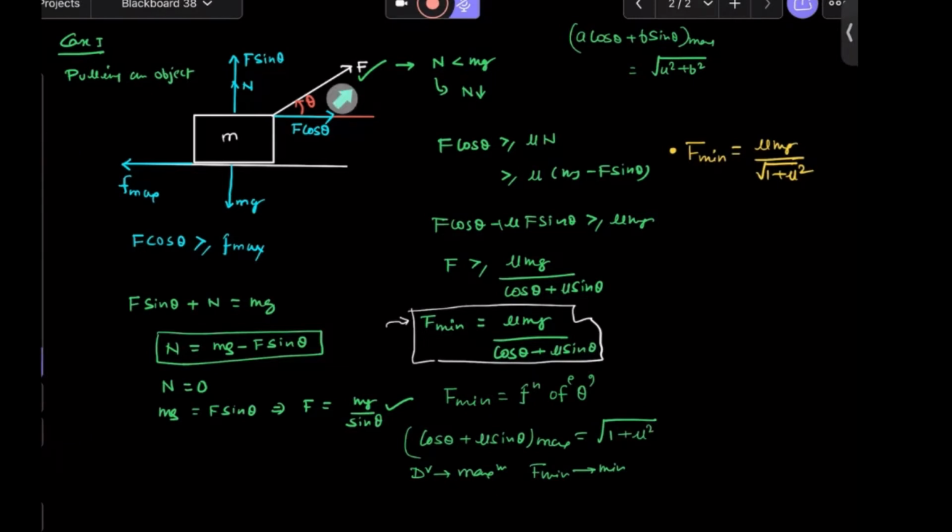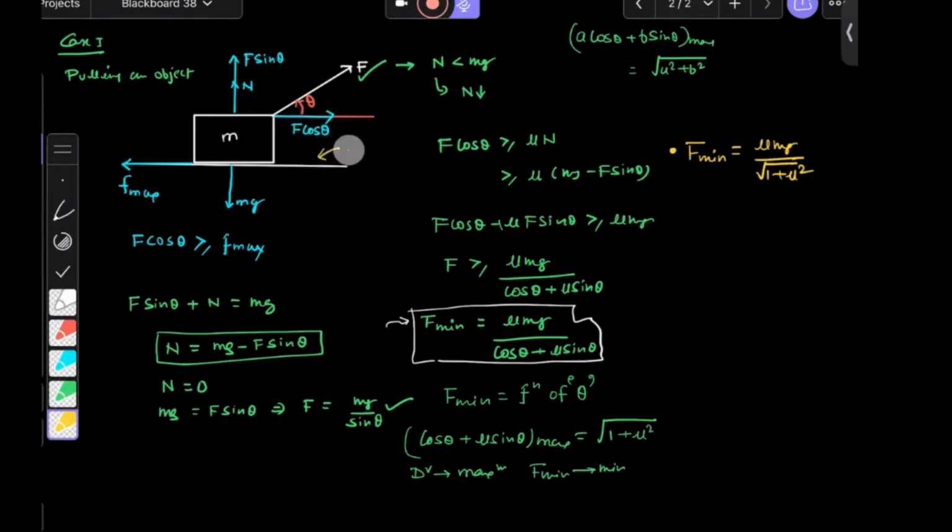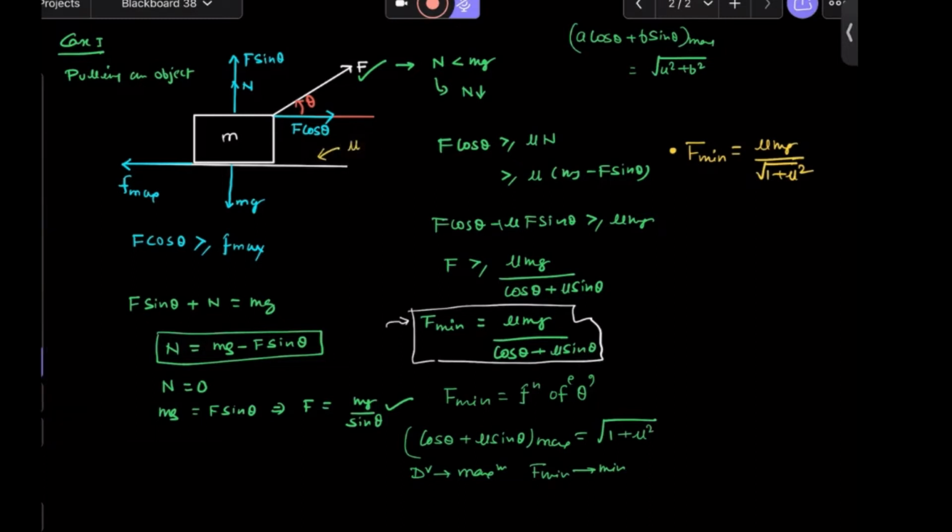So what we have is we are applying a force F at an angle theta with the horizontal in order to slide this object on a rough surface having coefficient of friction mu. So what we did here is we took the components of this force, F cos theta and F sin theta, along horizontal and along vertical. Other forces that will come are normal contact force, mg, and the friction force. At the verge of slipping, the friction force that will be acting will be maximum.